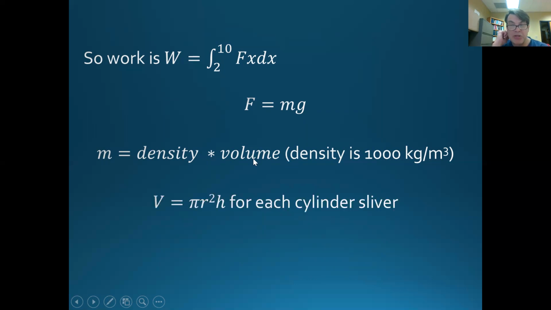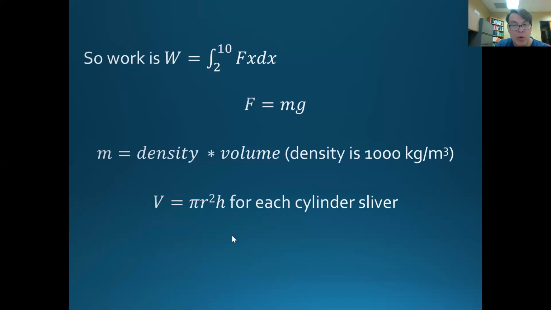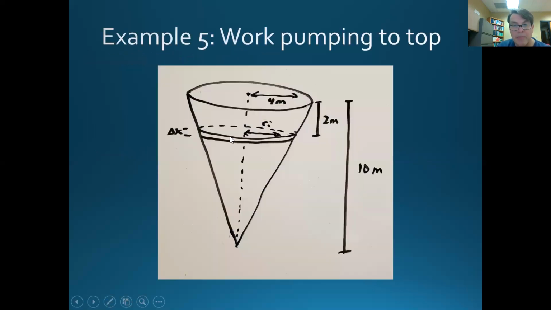Well, as we just said, the volume is pi r squared h for each little cylinder sliver of this upside down cone. So we know what pi is, 3.1415926535, and so forth. We know what h is, it's delta x. So now we need to figure out what r is. What is r?